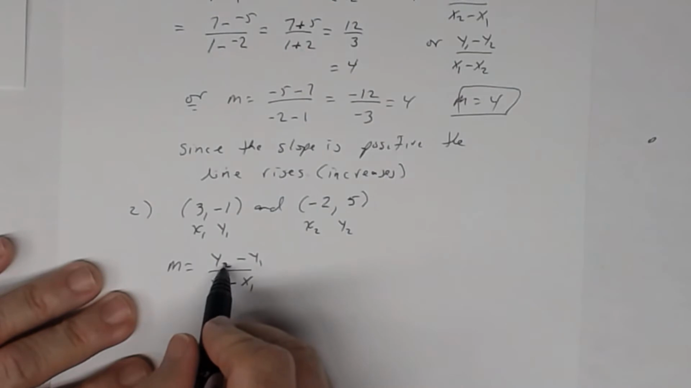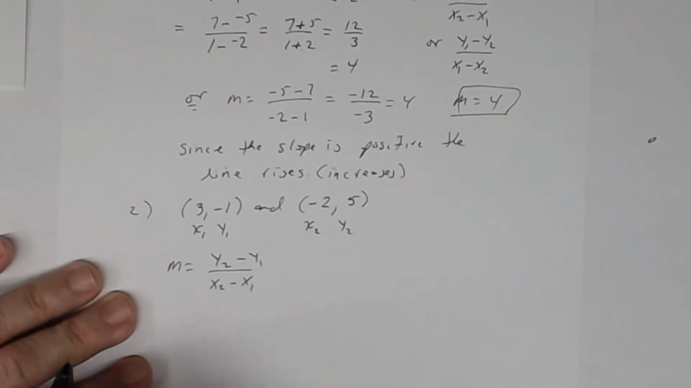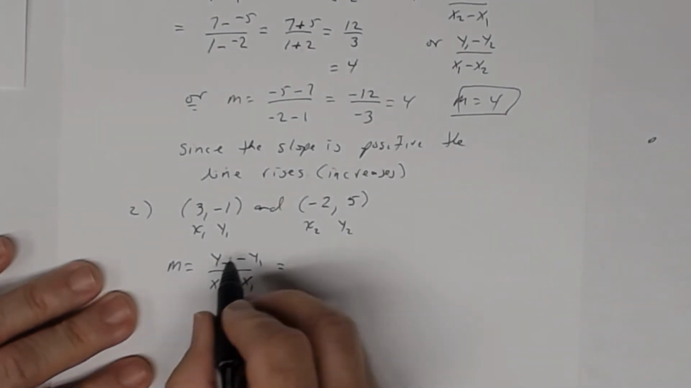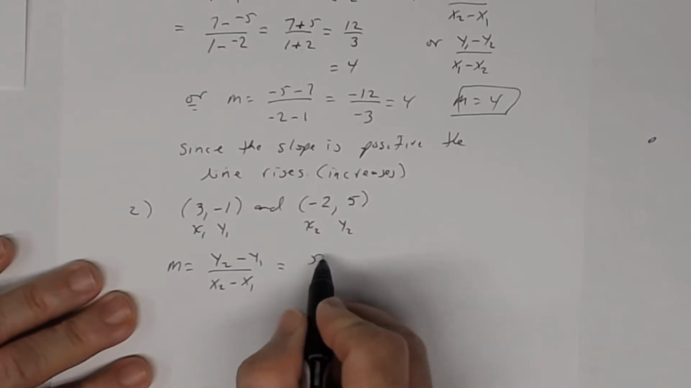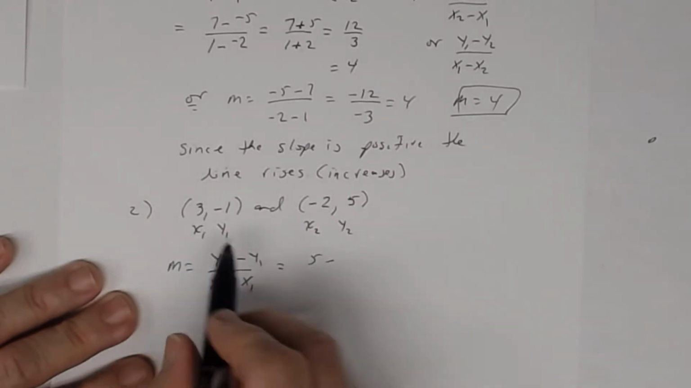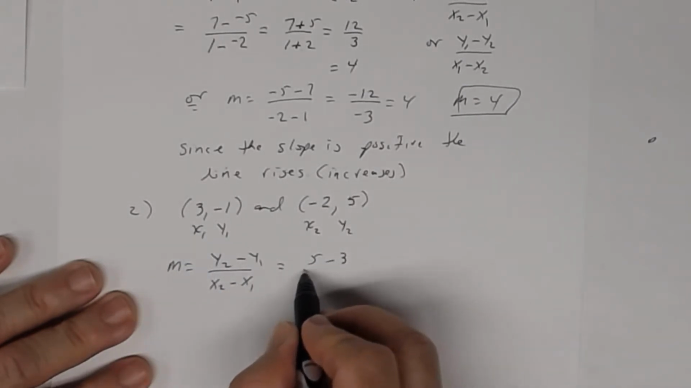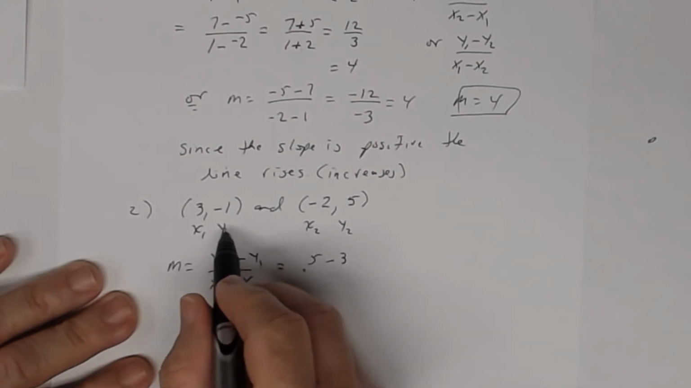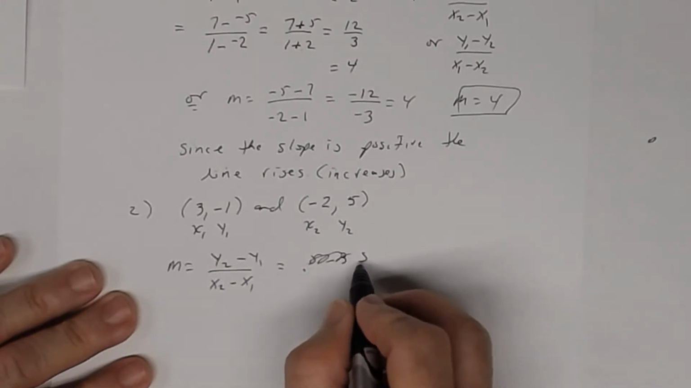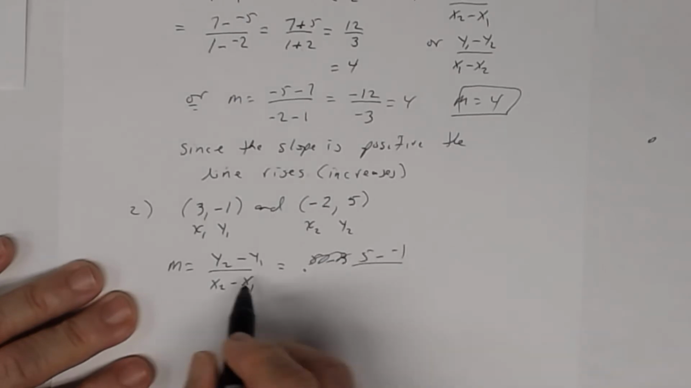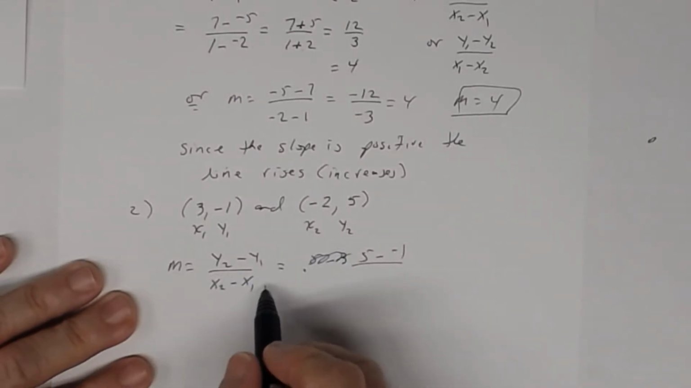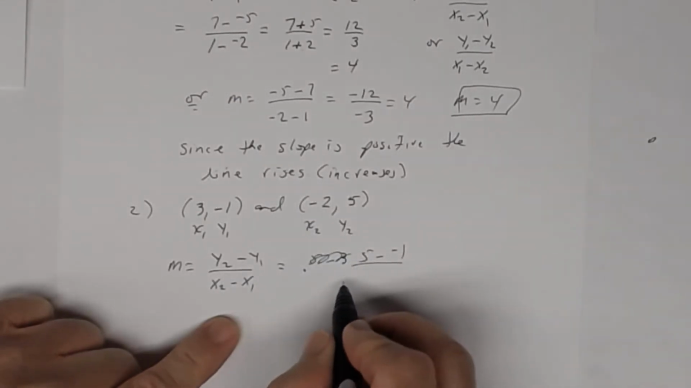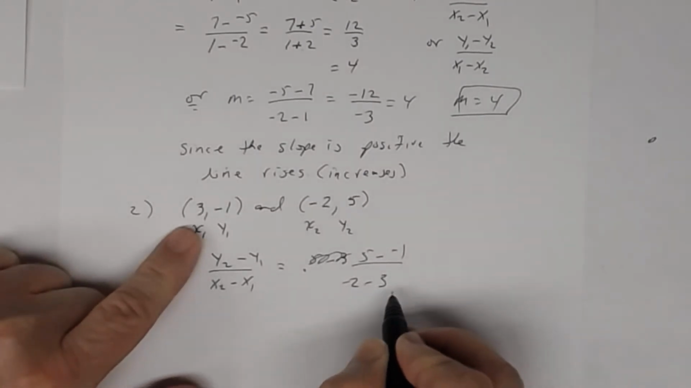If you say y2 first, you better say x2 first. All right? And so y2 is 5. Subtract y1, which is negative 1, excuse me. 5 subtract negative 1, so y2 minus y1. And then you subtract the x coordinates, so negative 2 subtract 3, right?